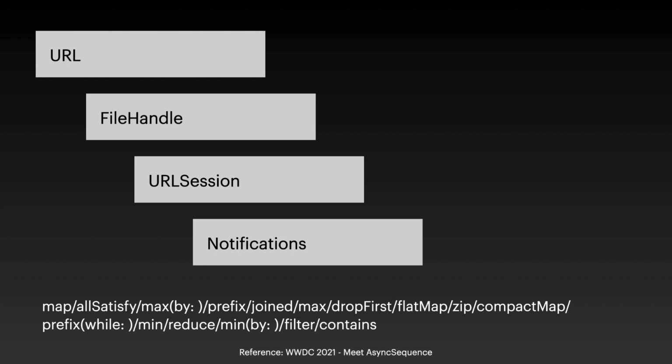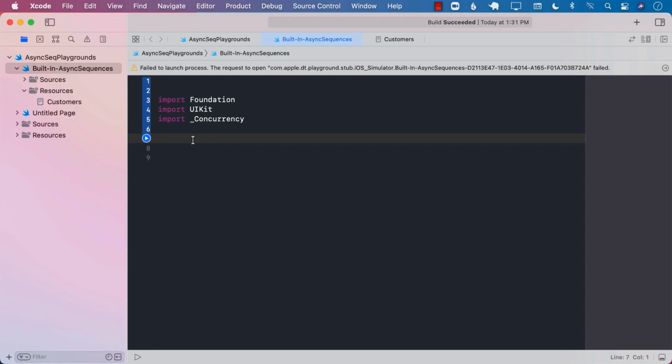All of this list is taken from the WWDC 2021 session Meet AsyncSequence. Now let's go ahead and take a look at each of these built-in APIs that return an async sequence. Let's take a look at our first one, which is the file handle.